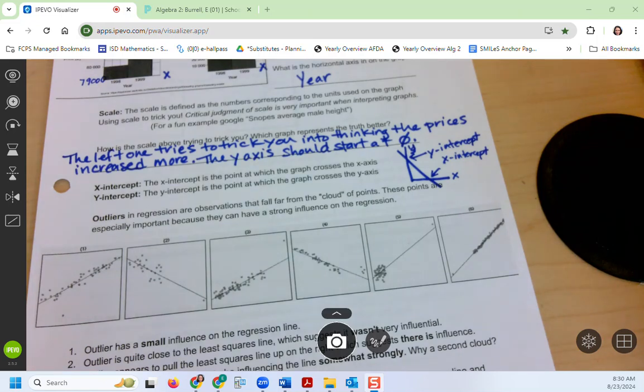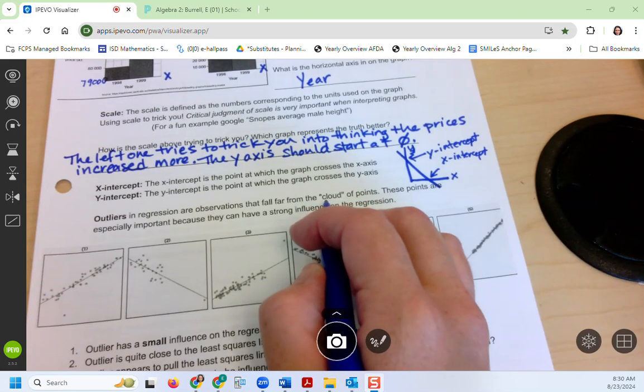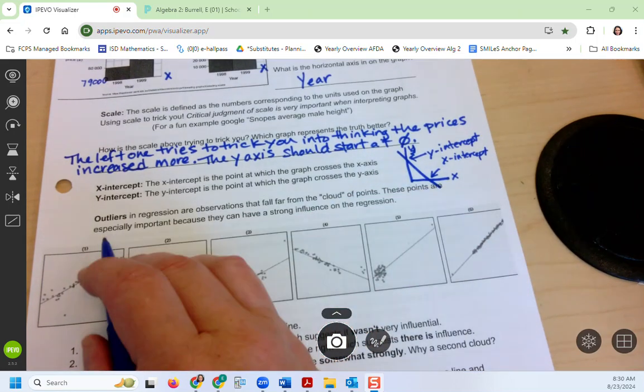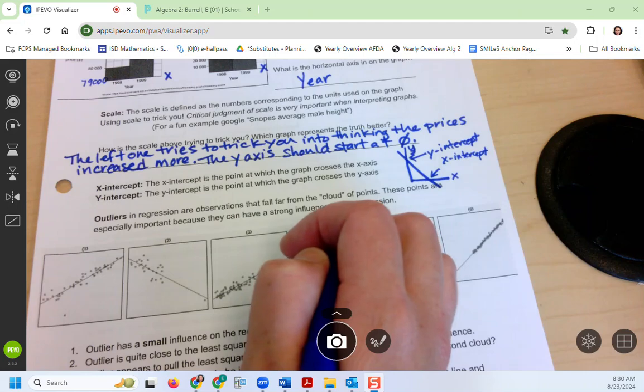And then we have a definition for outliers. So when you have a bunch of data points, remember we said we're going to be collecting bivariate data. So we're going to be graphing the x versus the y. When you have a bunch of data points, often they're going to follow a pattern, but sometimes you have one point that doesn't follow the pattern, and it's an outlier. An outlier in a regression are observations that fall far from the cloud of points, and these points are especially important because they can have a strong influence on the regression.